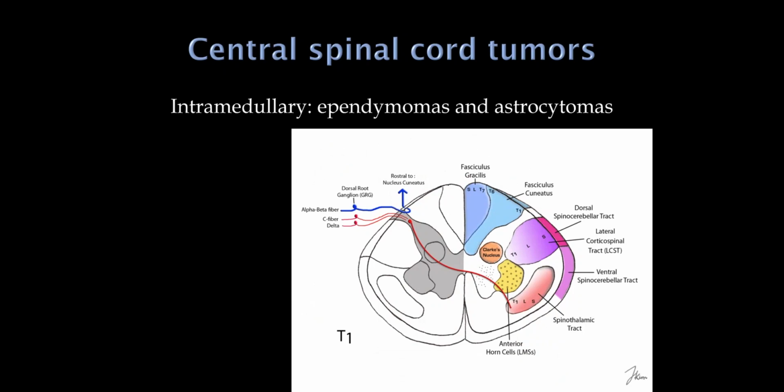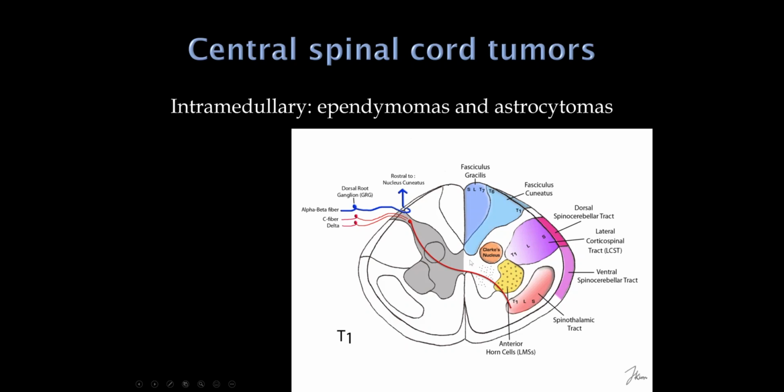Tumors can grow within the spinal cord, as I mentioned, so these are called intramedullary tumors. Ependymomas and astrocytomas are most common, and so these tend to start in the center of the cord, and they grow out a little differently. They tend to go out this direction to the spinothalamic tract.